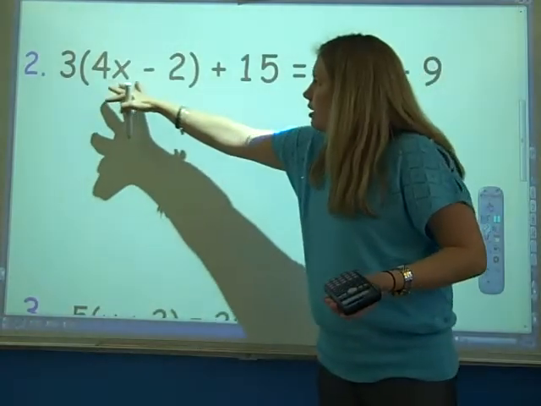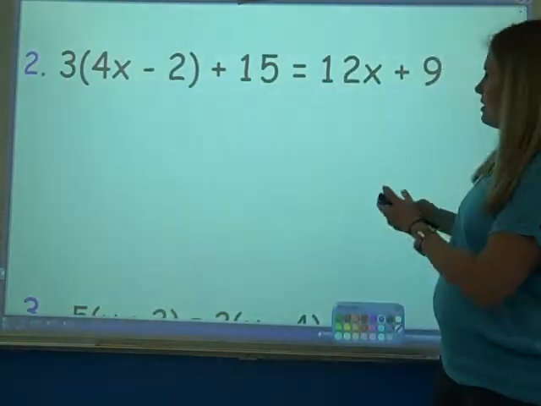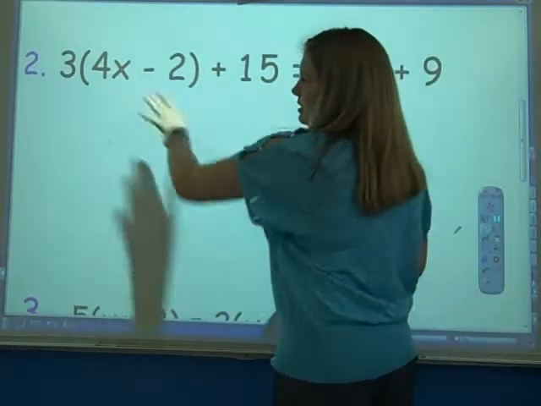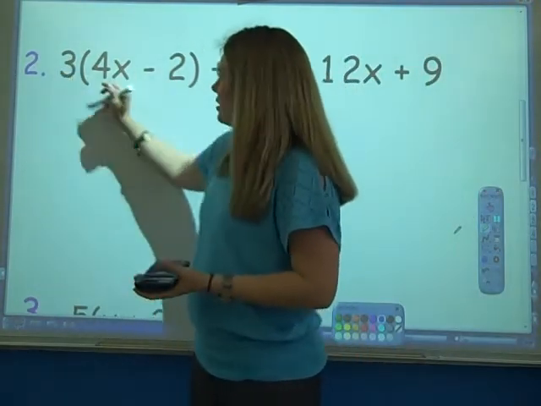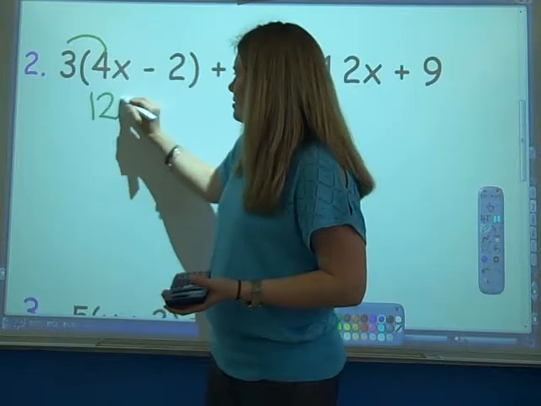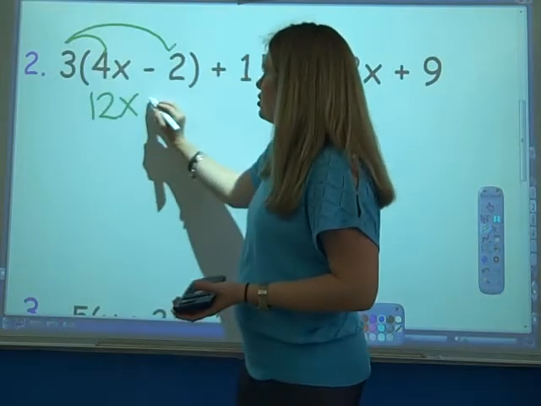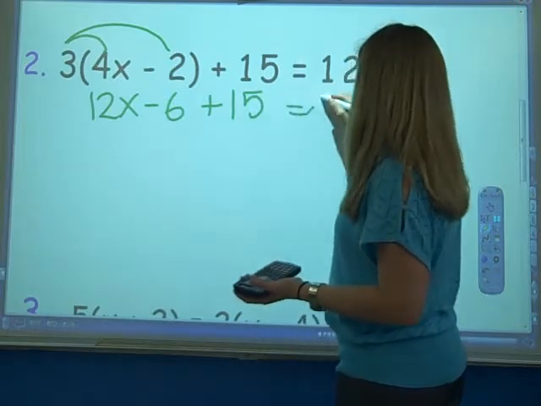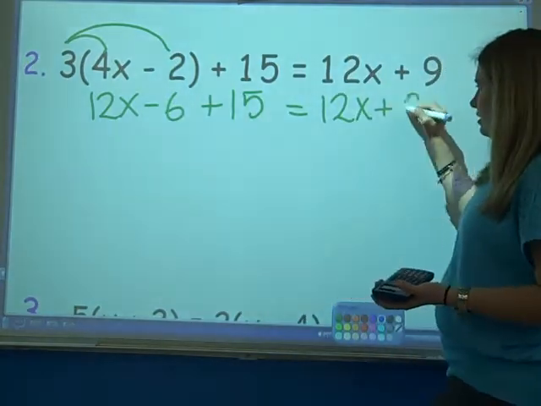Okay, we have stuff on this side, stuff on this side. This side is simplified. You can't put anything further together. So let's look at this side. We can distribute this. 3 times 4 is 12x. 3 times minus 2 is a negative 6 plus 15 still equals 12x plus 9.